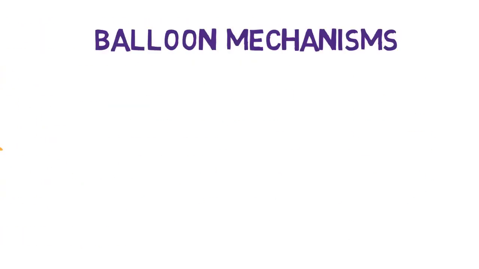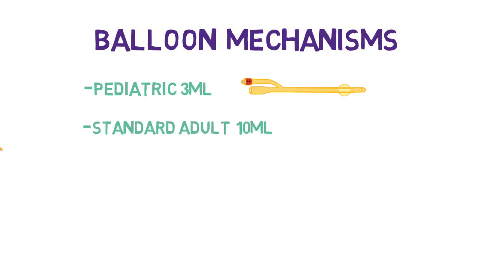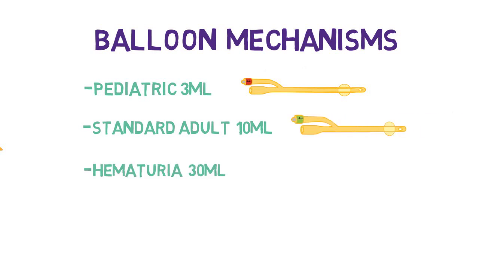Balloon mechanisms. Depending on the type of French and purpose for the urinary catheter, there are different sizes of balloons that will accompany it. On the smaller pediatric catheters, the balloon is approximately 3 cc's or mLs. As you move up to the larger urinary catheters, especially those that are used for hematuria, the balloon can get up to 30 cc's.